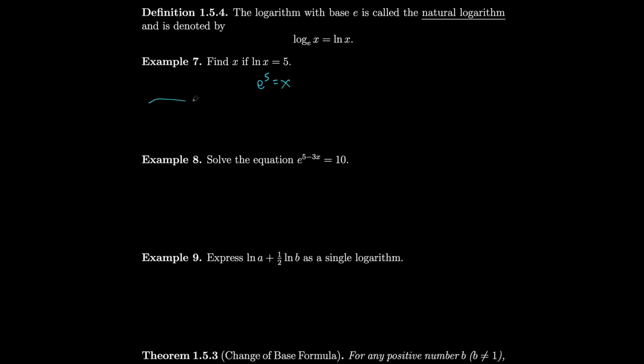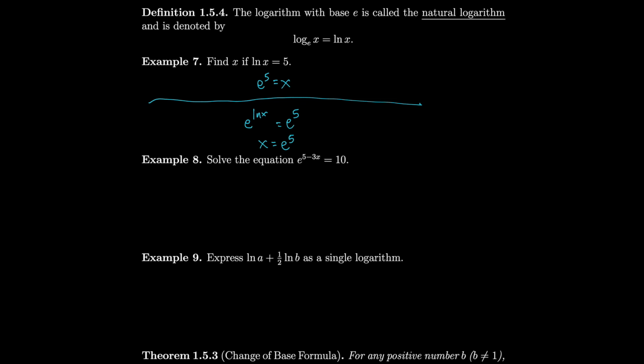Alternatively, we could use our cancellation equations for another solution. If we take e to both sides of this equation, e to the ln x and e to the 5th, we just make both sides of the equation into the exponent. Then e to the ln cancels, and we get x equals e to the 5th.